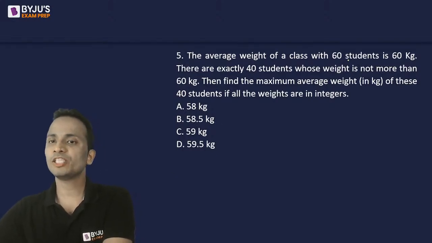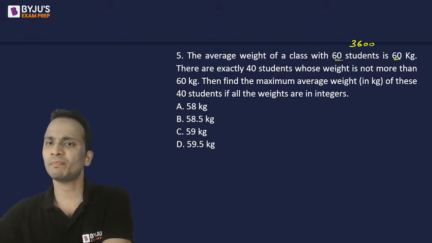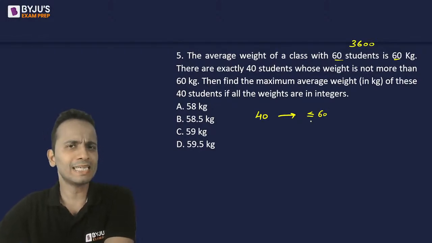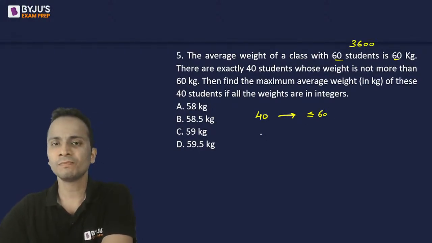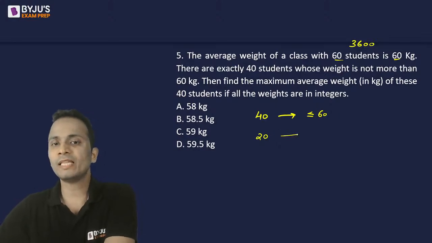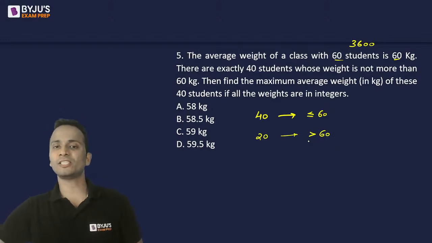So the average weight of 60 students is 60 kg. So the total weight is 3600, that is 60 multiplied by 60. Now there are 40 students whose weight is not more than 60. So these 40 students have a weight less than or equal to 60. Not more than 60 means it can be less than or equal to 60. So out of these 60 students, if 40 have a weight of 60 or less, then the remaining 20 will have weights greater than 60.